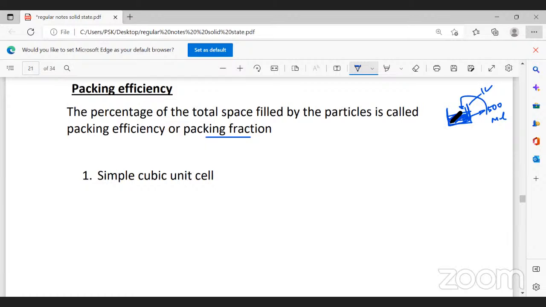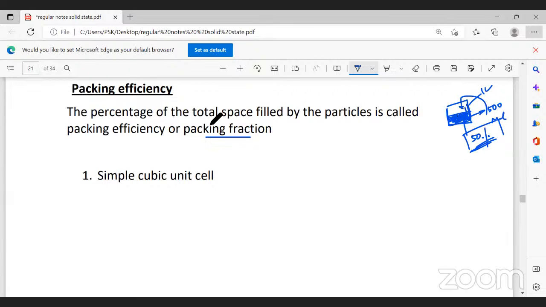So now tell me, how much is packed here? This is 1 liter capacity and I poured 500 ml of water. So what will be the packing efficiency? How much has been filled? Half. Half means 50%, right? Yes, sir. So 50% we have filled and 50% is empty.